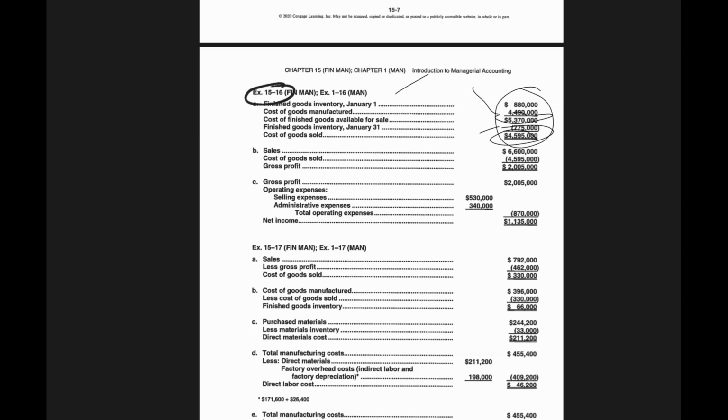Letter B, I want you to calculate what is the gross profit. Well, the gross profit is your sales minus your cost of goods sold, and then you've got your gross profit. C, it asks you to calculate your net income. Sales minus cost of goods sold equals gross profit, minus your two operating expenses, selling and administrative, and you get to net income. All right, moving along.